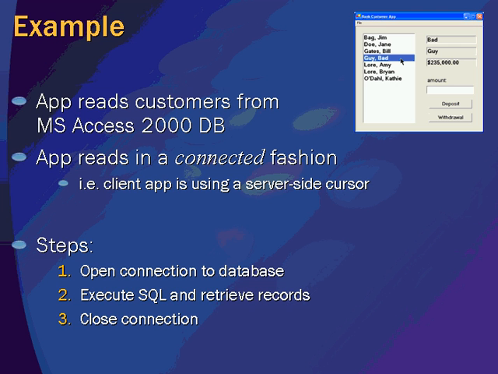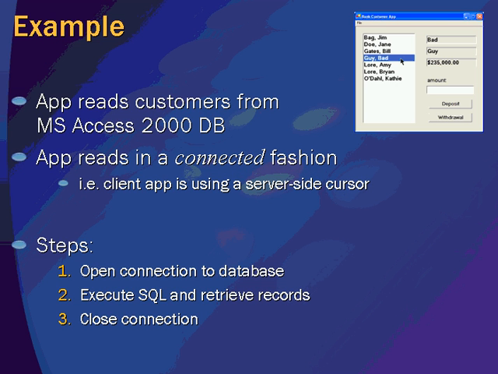What my application will do is use a server-side cursor. This will be one of the options, connected or disconnected. I'm going to read in a connected fashion, which means the application will connect to the server and then request the records one by one. I will maintain that connection to the server while I am requesting the records. So there's a server-side cursor, and the client is maintaining this connection to the server. This is one of the 4 ways to hit a database.